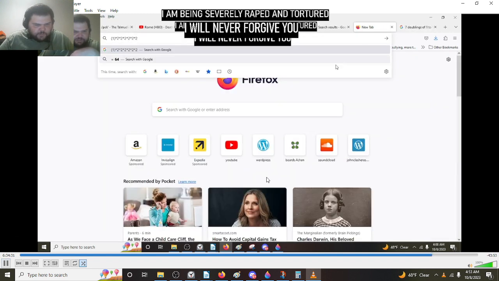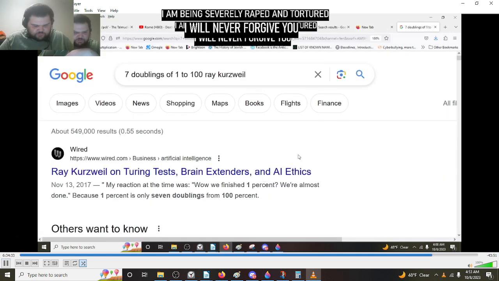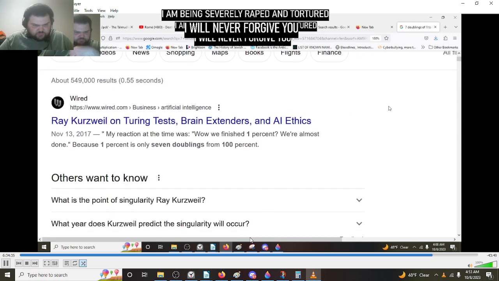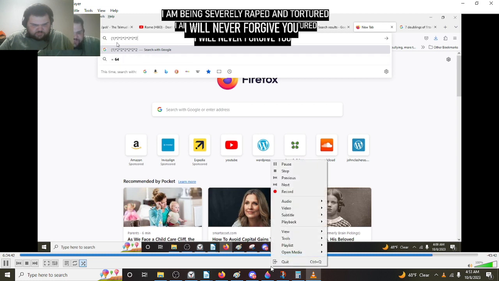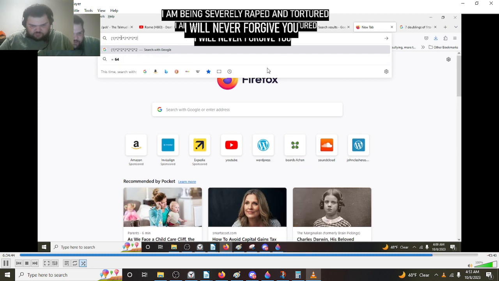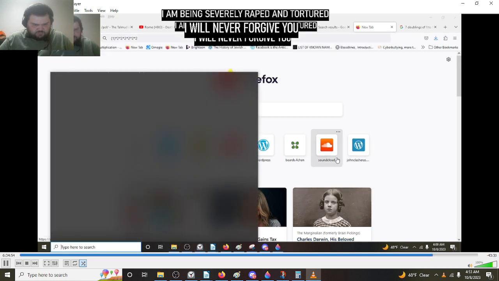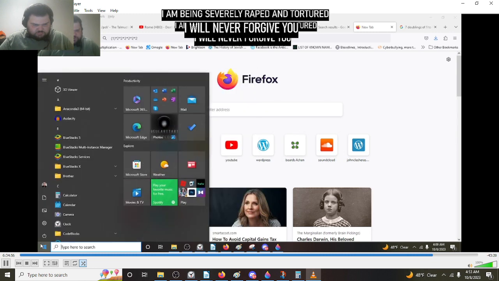It's not exactly seven doublings, so that's not true. So is Ray Kurzweil right here? No, it doesn't make sense. Look, we have six iterations here: 1, 2, 3, 4, 5, 6. So to get to the next value, we're going to have to ascertain what is the particular value we're going to multiply by, and the last, not doubling, but the last multiplication that we're going to need.